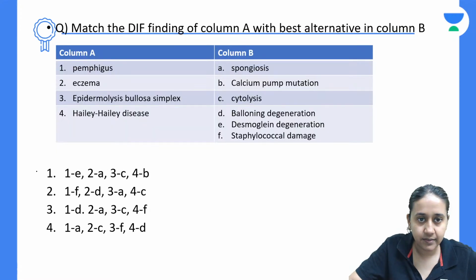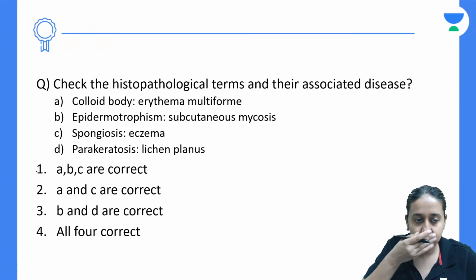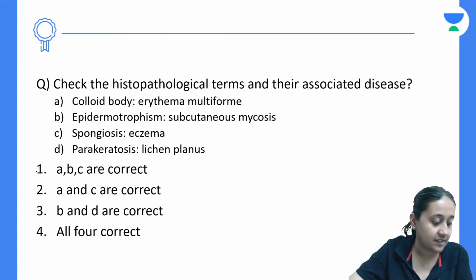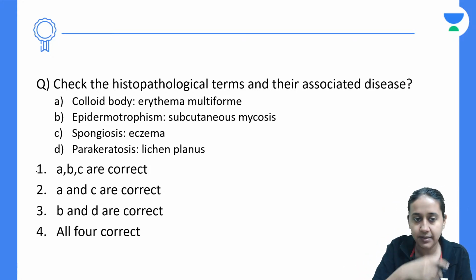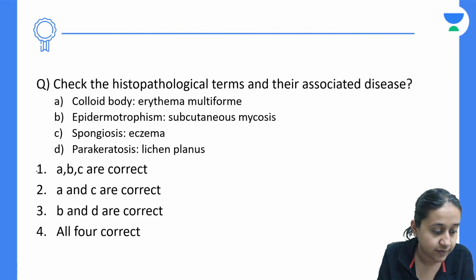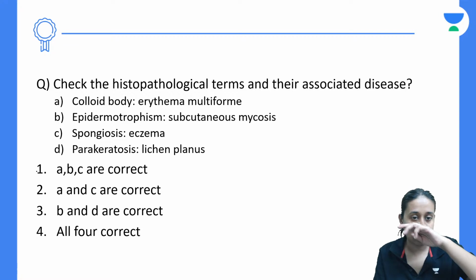Moving to the next part. Check the histopathological term and their associated disease. Colloid body, erythema multiforme; epidermotropism, subcutaneous mycosis; spongiosis, eczema; parakeratosis, lichen planus. Which of the following is the correct answer?